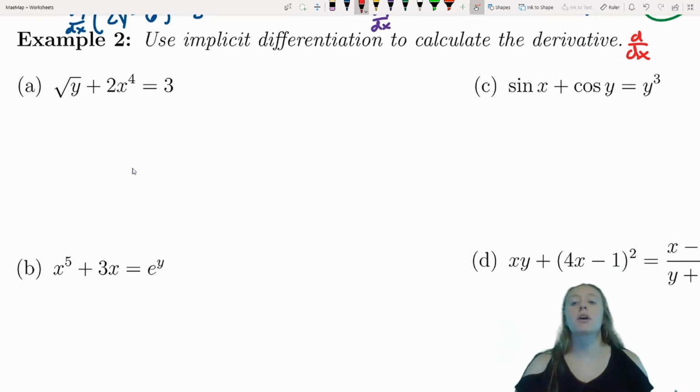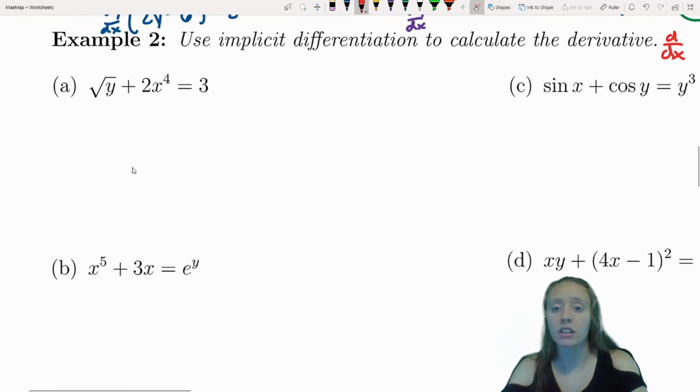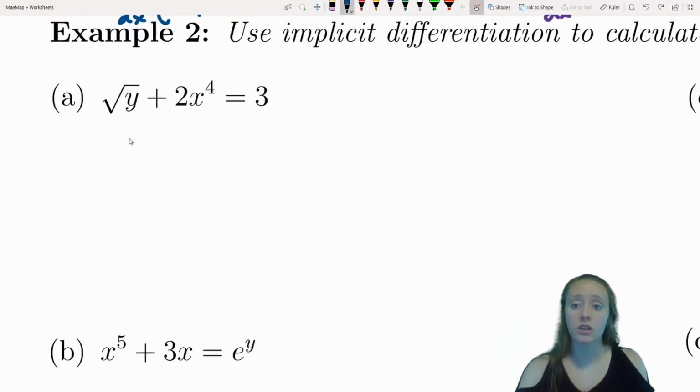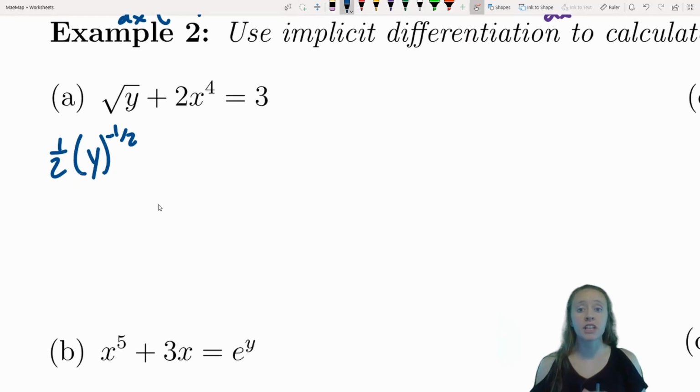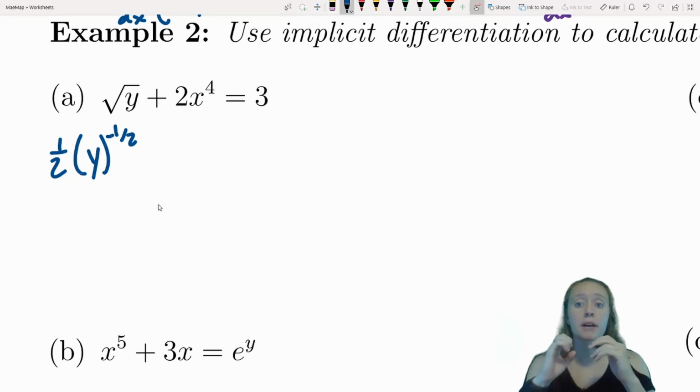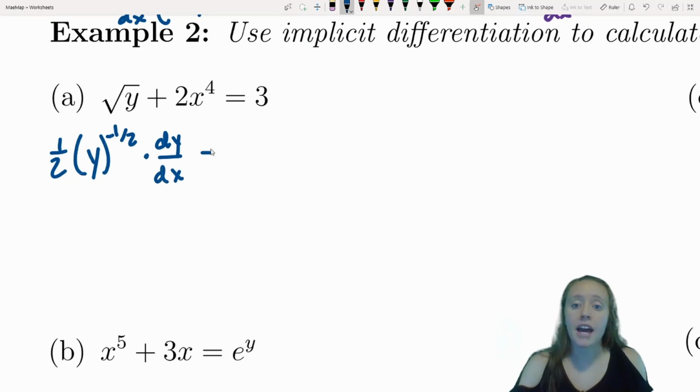So taking the derivative in part A with respect to x, let's take a look. The square root of y is like y to the 1/2. So bring that exponent down in front, we'll have 1/2 times y to the negative 1/2, decreasing that exponent by 1. But remember, y is a function of x, so we have to apply the chain rule here. So multiplying by the derivative of our inside function, multiplying by the derivative of y, that's going to be dy/dx. And then we add that to 2x to the 4th. The derivative of that with respect to x is going to be 8x cubed, and that's all equal to, what's the derivative of 3? 0.